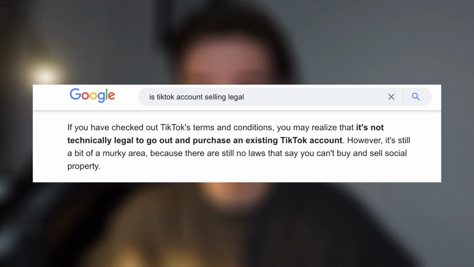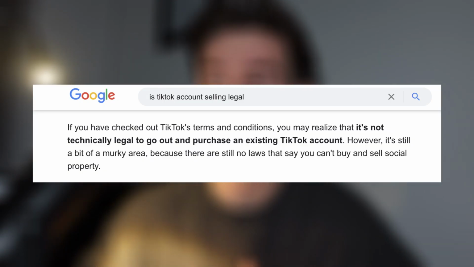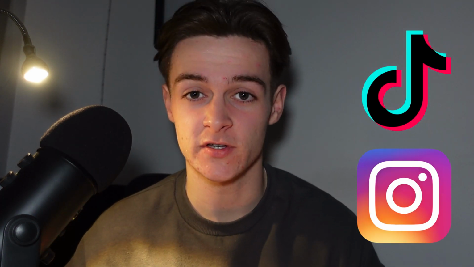However, from the gist of it, it's a bit of a murky area, and it's known that there are still no laws that say you can't buy and sell social media property. But with that in mind, we also have to be careful of the potential scammers out there. So the question is, how can we go about buying and selling our accounts within the guidelines of TikTok or Instagram or whatever platform you're using, in a safer place where you're less likely to get scammed?